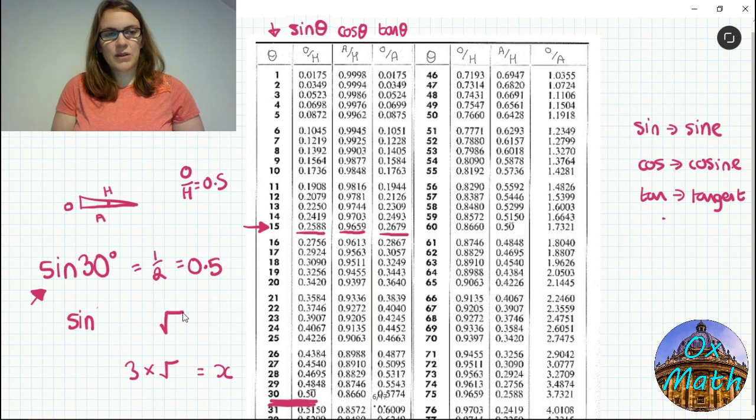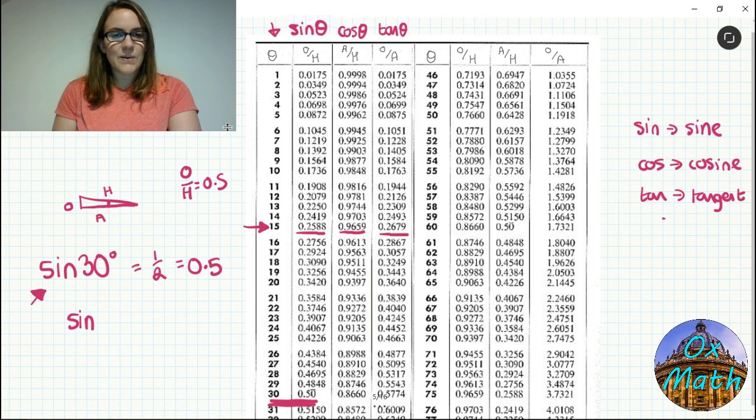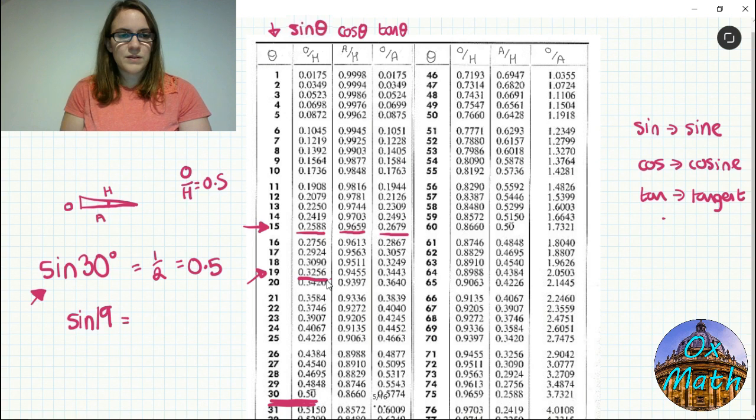Sine is like an operation. It has to be the sine of something. So you can't just have sin written on its own in an equation. You have to have an angle. It could be sin of any angle, but you have to have an angle. So sin 19, for example, would mean that you are looking at this bit on the table, so sin 19 would be 0.3256.